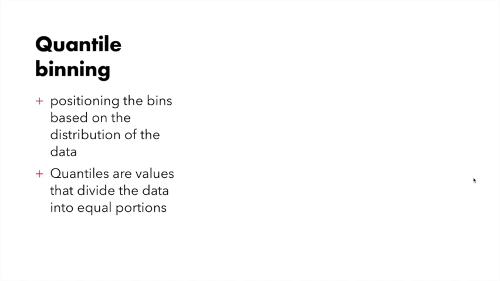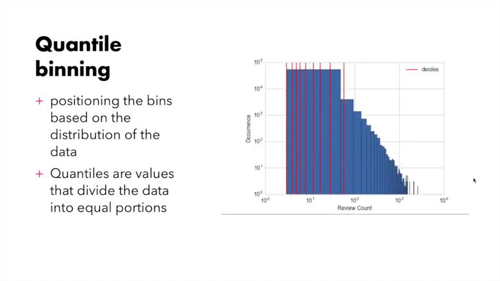And what are the quantiles? Quantiles are the values that divide data into equal portions. For example, the median divides the data into halves. Half of the data points are smaller and half of them are larger than the median. The quartiles divide the data into quarters, deciles into tenths, and so on. In this example here, you can see how the deciles of the Yelp Business Review counts are defined.